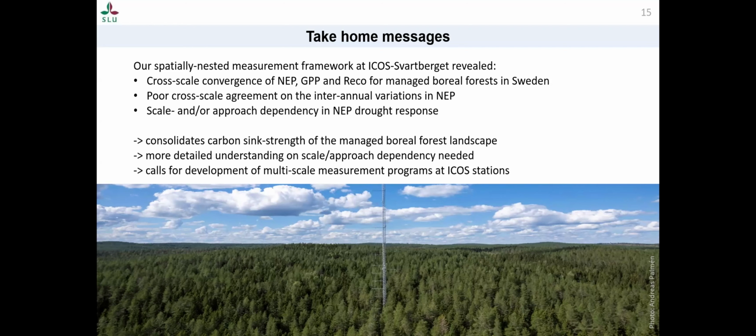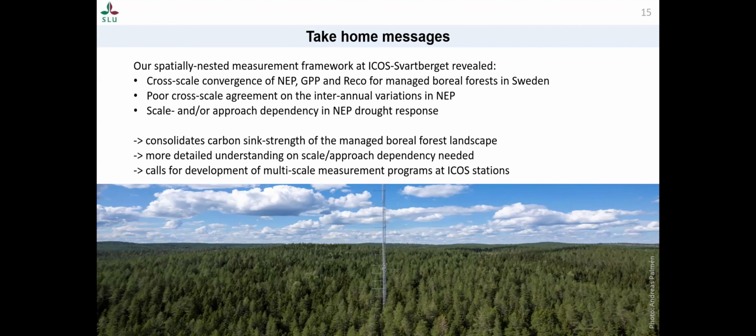But we also found that the interannual patterns between different methods can be different. There can be a divergence in those measurements, especially when it comes to the response of NEP to drought. We saw some interesting scale or approach dependency on those results. And overall, these results then confirm and consolidate the carbon sink strength of these managed boreal forests in northern Sweden.